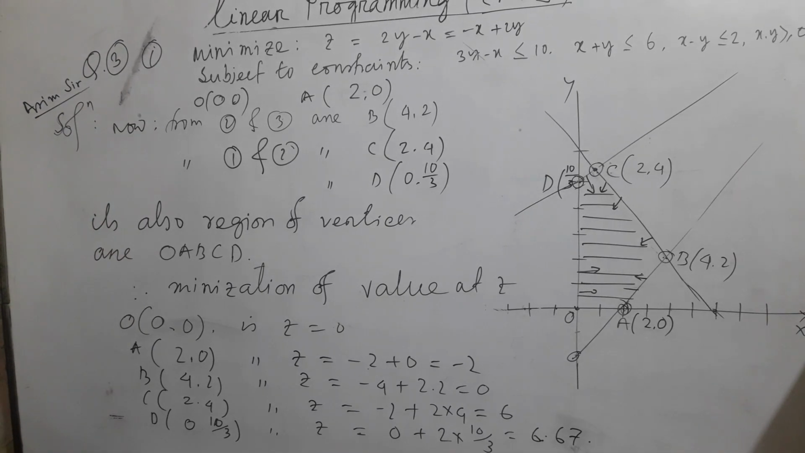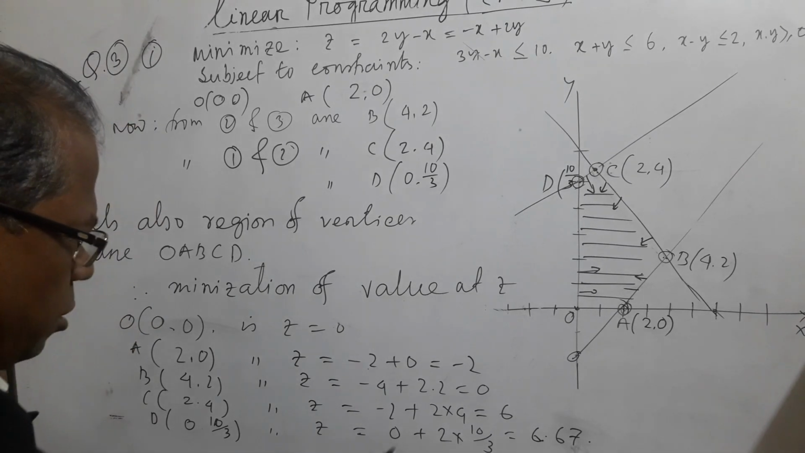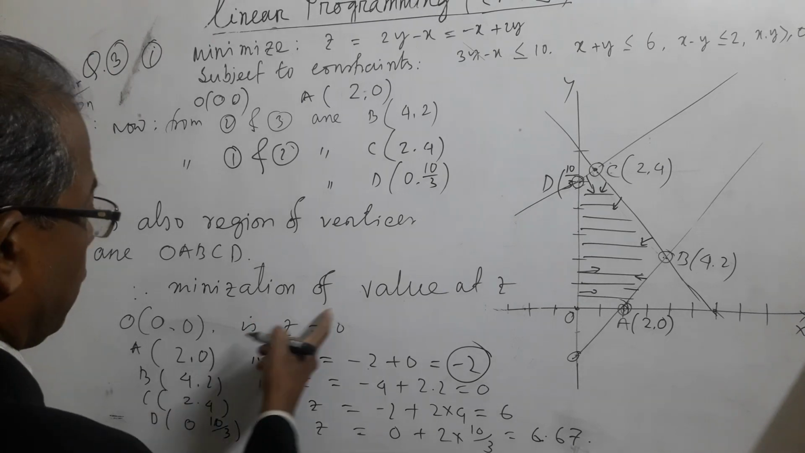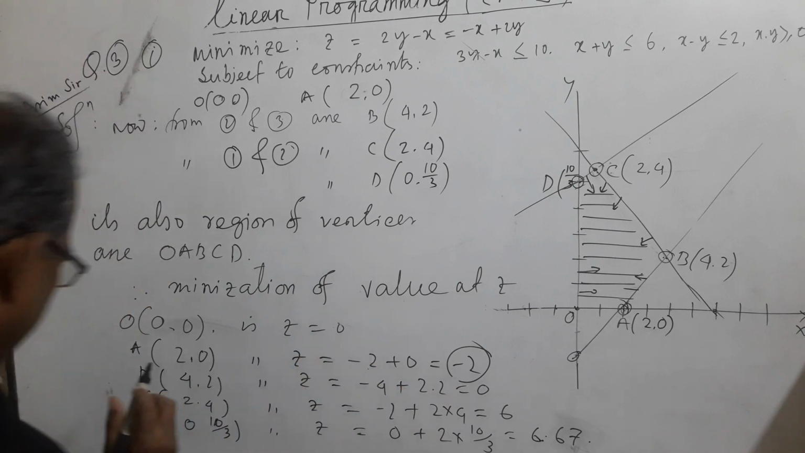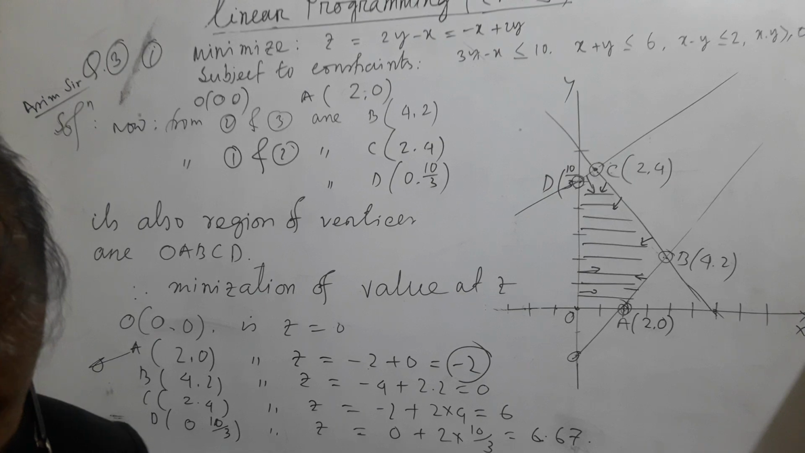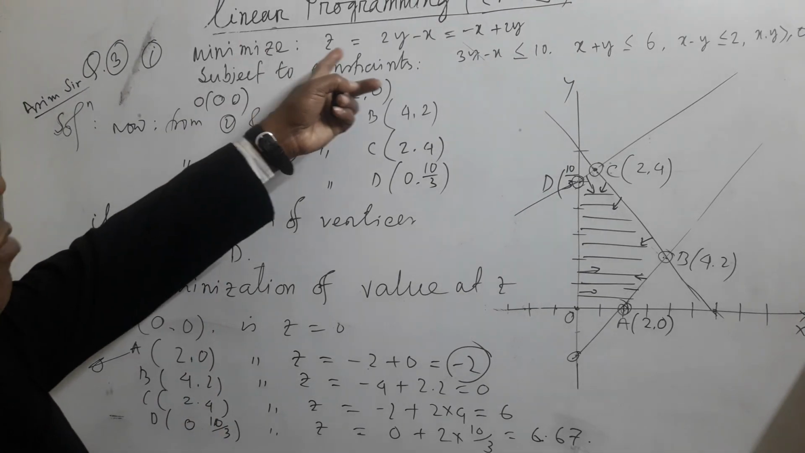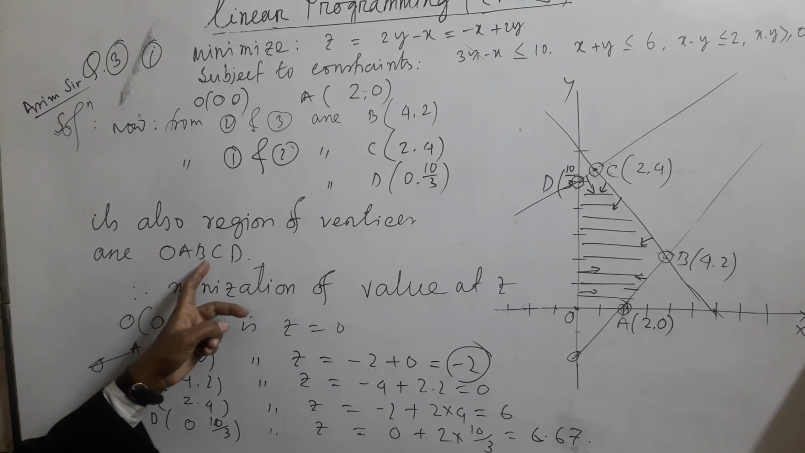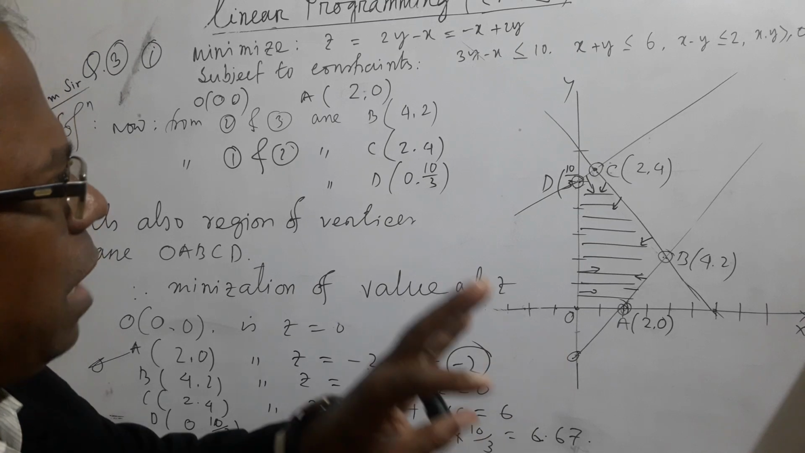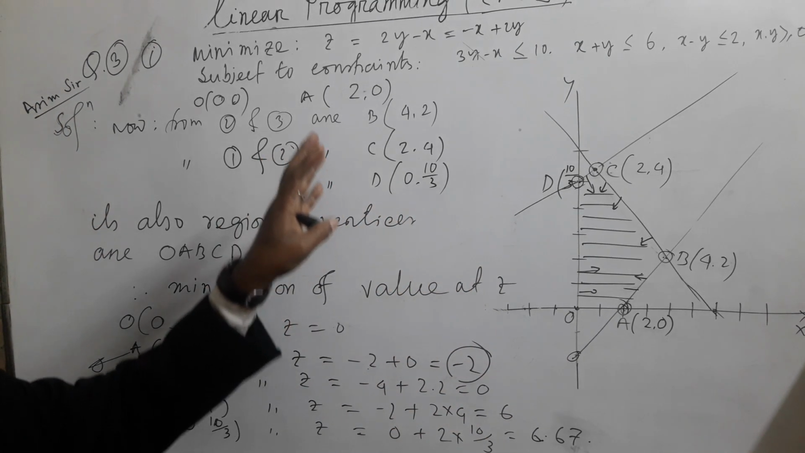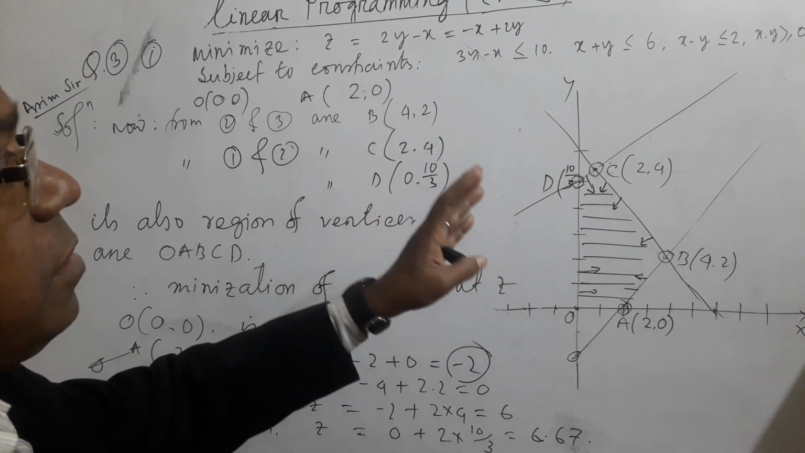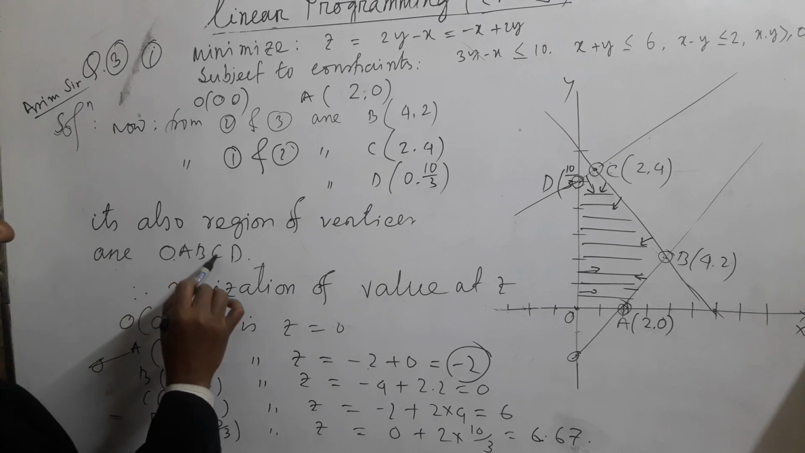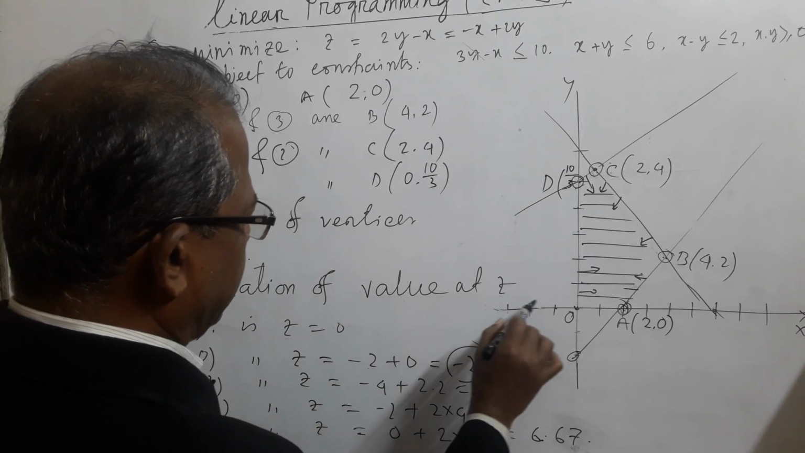So the minimum value of Z is minus 2, and the point is A. You have to find the minimization of Z equal to minus x plus 2y over the region O, A, B, C, D, follow this process subsequently, and make the system clear.